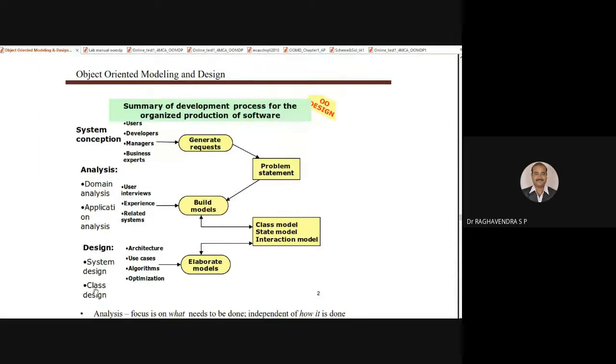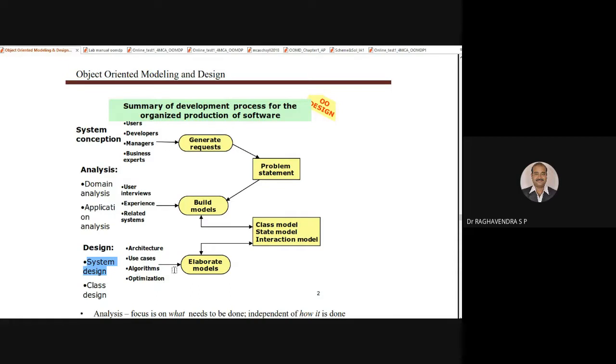System design means architecture. What do we have to define here? We have to define the architecture of the given system to be developed, what the use cases involved are, and what standard algorithms, pseudocode or methodology we are going to use to solve the given problem, and how to improve it using optimization. This completes your system design. In design there are two major phases: first a system design, and second a class design. First we will focus our discussion only on system design, and once we define the system design, we can go for class design.